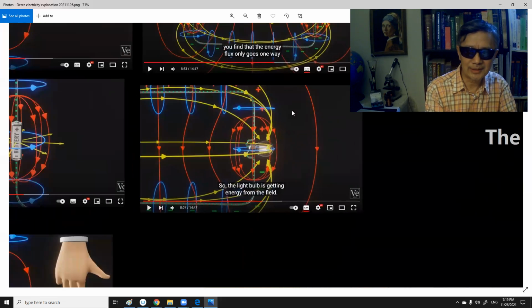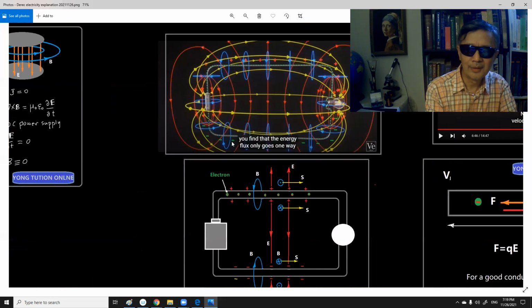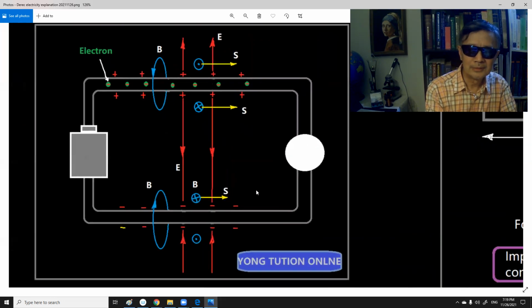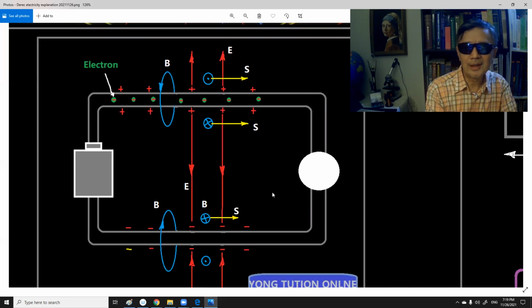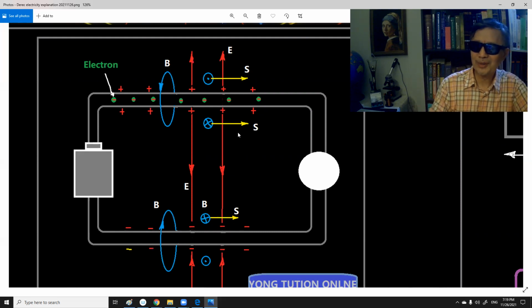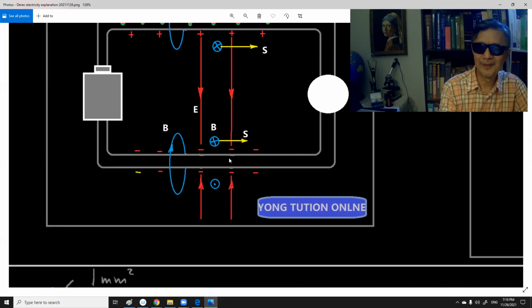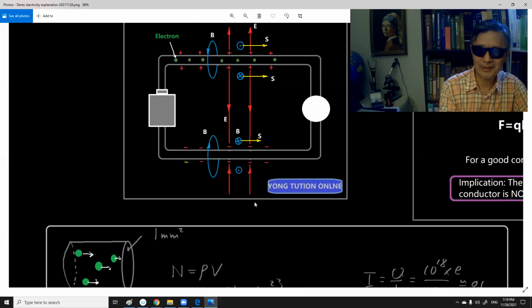Just return to this diagram. So this is inconsistent, see? This is something I think people would like to ask. How come that in the upper half of the loop, the surface is full of positively charged particles? And how about in the second half, where this surface is full of negatively charged particles? So that remains unexplained.